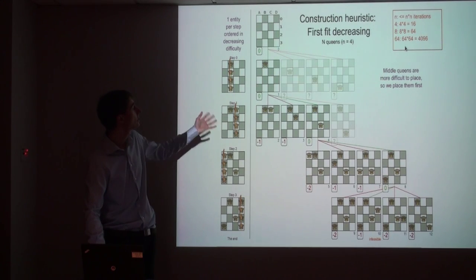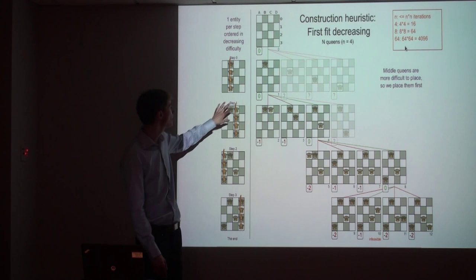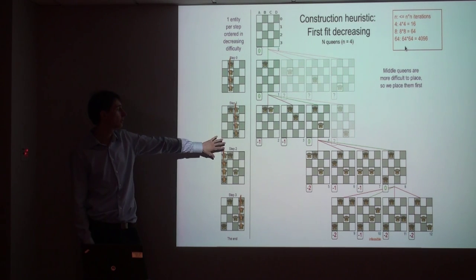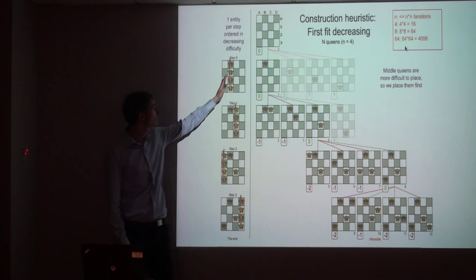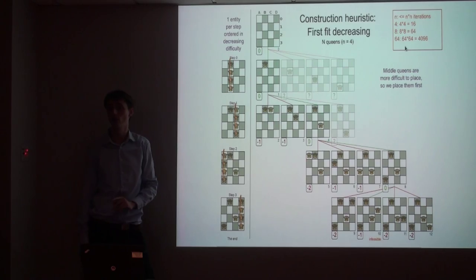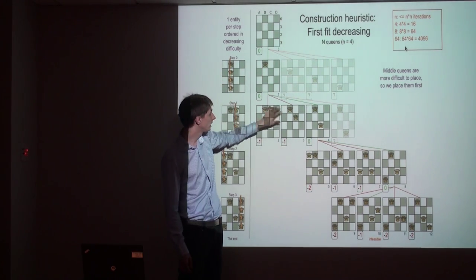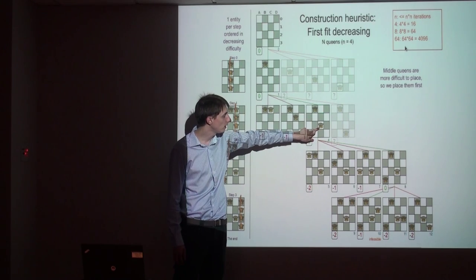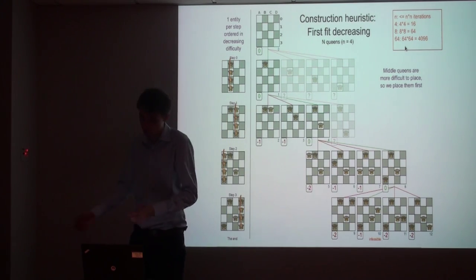So first fit decreasing is a better way of doing that, which I've already explained. This is basically what I've shown on the cloud balancing problem, but now for N queens, where we start with the most difficult queens first. And guess what? The ones in the middle are the most difficult queens. So we place one of these first, then we try the second one. We can put it here and here, but we can't put it there. And we continue like that, and we actually get a slightly better, still feasible solution.